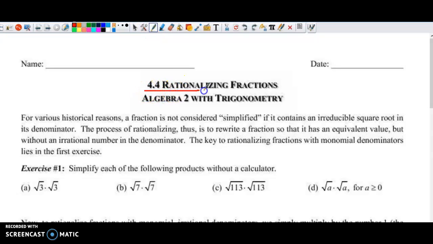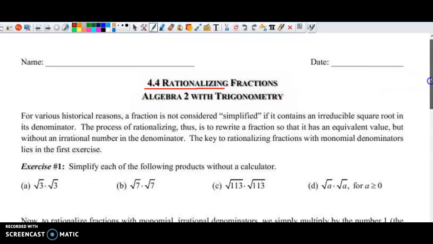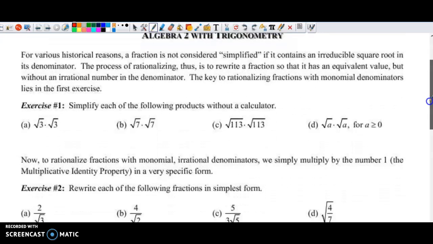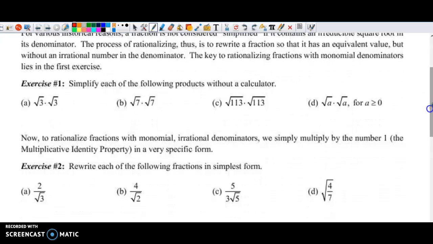Welcome back, Algebra 2. We're going to be rationalizing fractions here, and they want you to practice doing this without a calculator. I'm going to do the first couple just by doing probably what you're used to, where you're doing root 3 times root 3, which is root 9. And we know that the square root of 9 is 3. Let's see if you notice a pattern, because I can do the same thing with the next one.